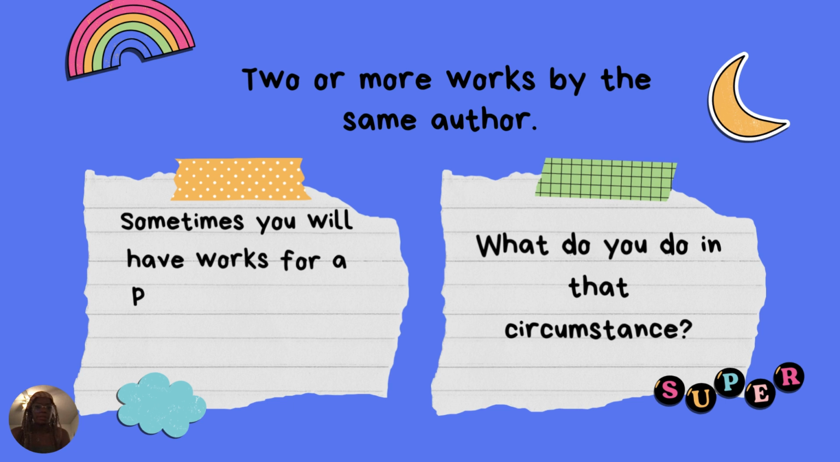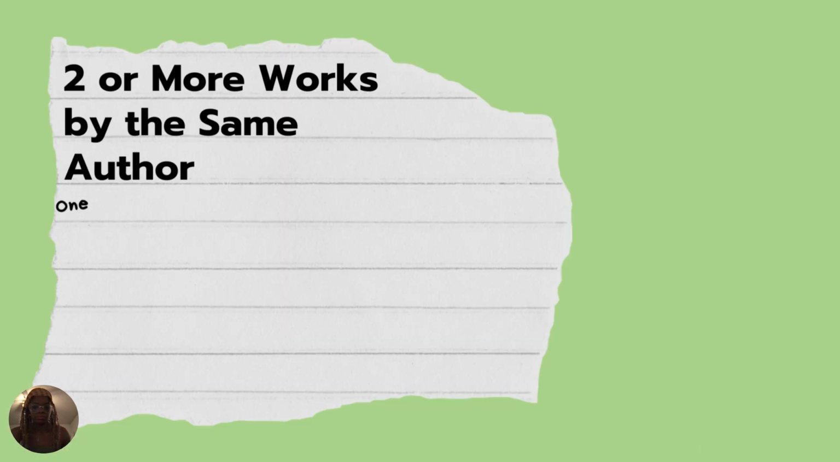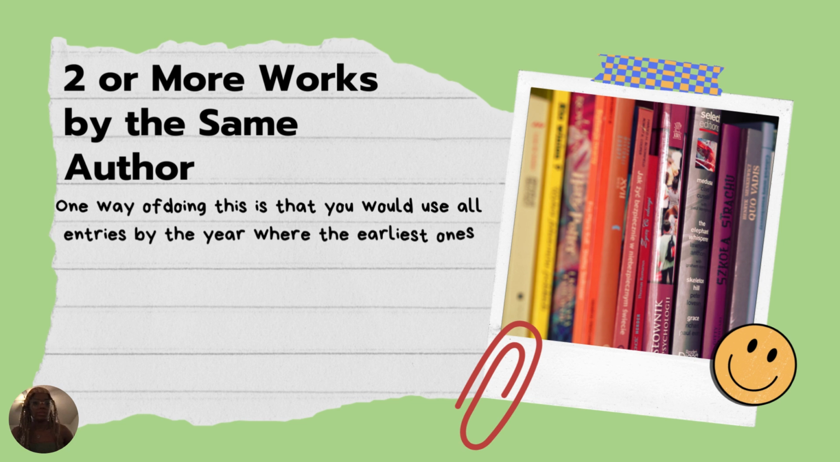Two or more works by the same author. That is the kind of citation that we'll be looking at today. Sometimes we'll have works for a paper that come from the same author, and then what do you do in that circumstance? One way of doing this is that you would order all entries by the year, where the oldest one comes first.